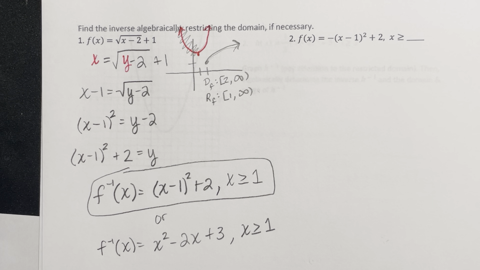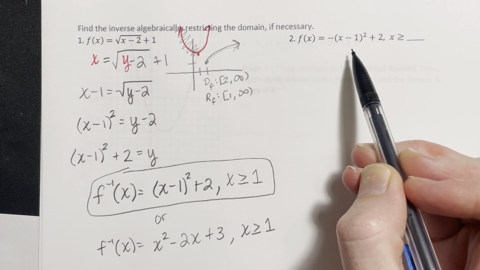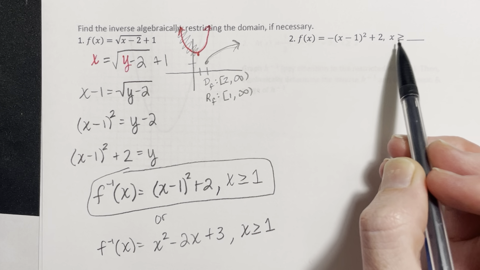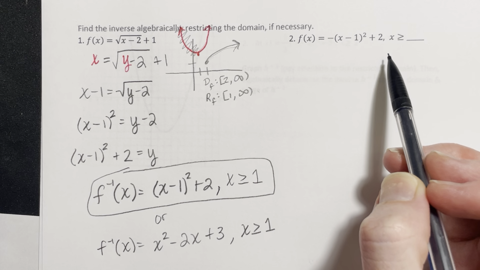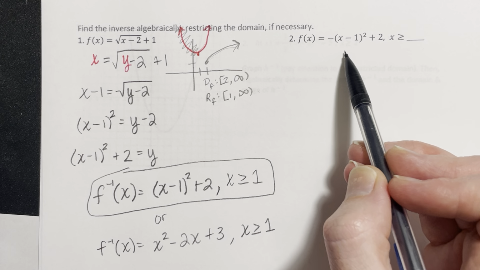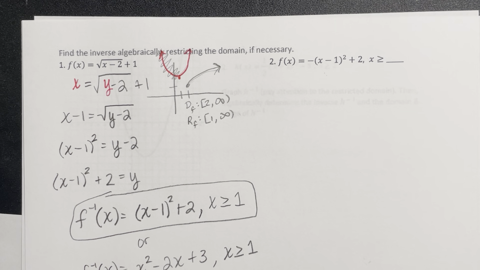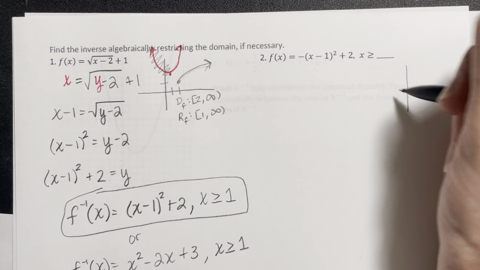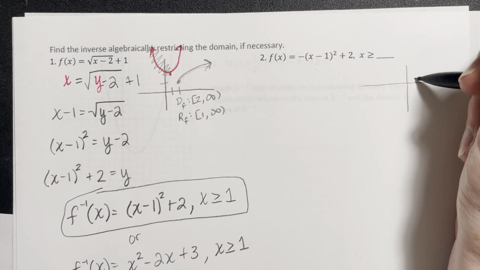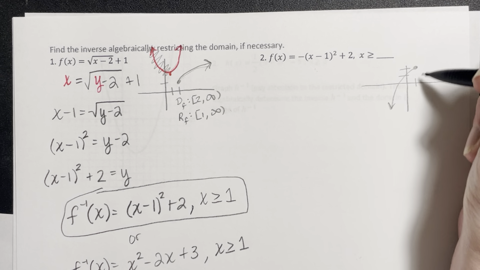All right, and for number 2, we have a quadratic function. f of x is negative (x minus 1) squared plus 2. And I've given you a blank here because I want you to think about what that domain restriction should be. I know that this is a quadratic function, so it's not one-to-one, and it would have to have a domain restriction. But if we were to graph this, this went right 1, up 2, and was reflected down.